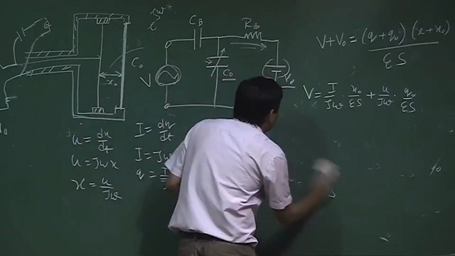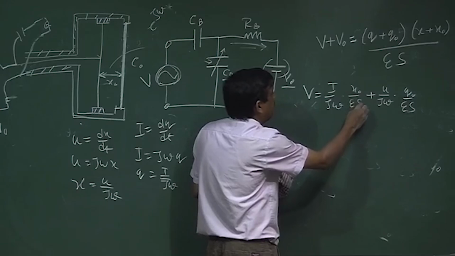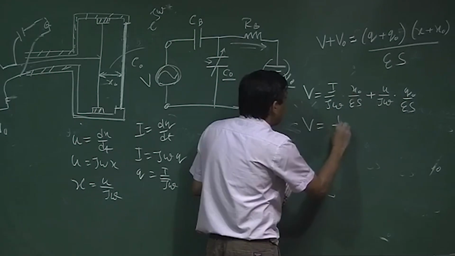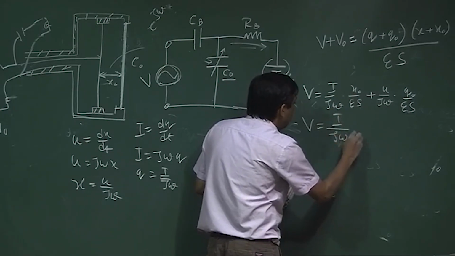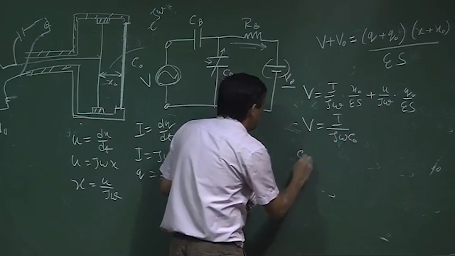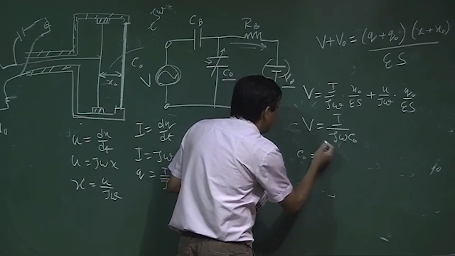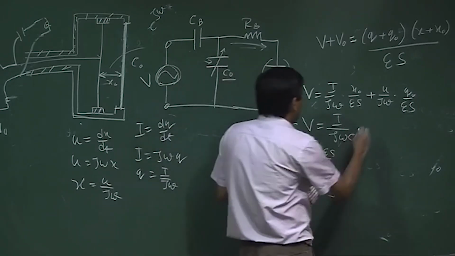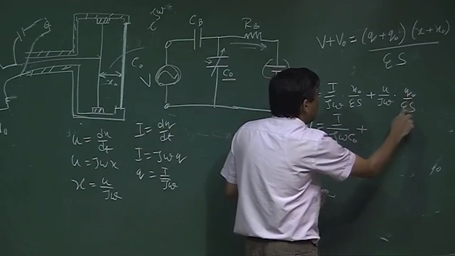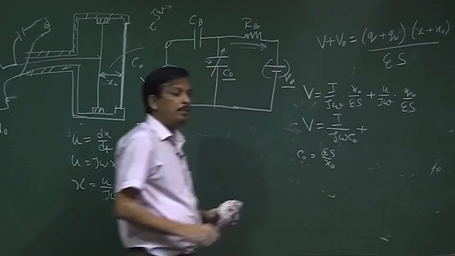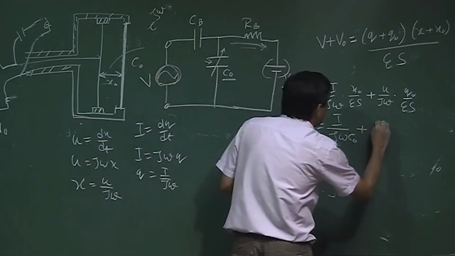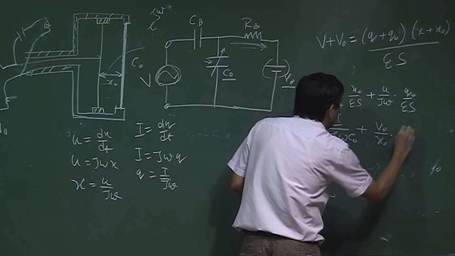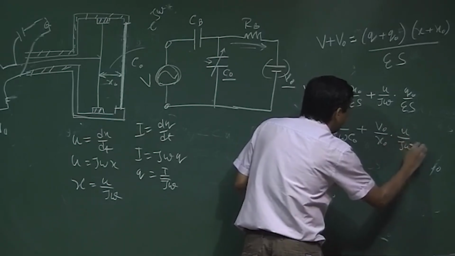Now, what is x0 by epsilon S? It is nothing but 1 by c0. So, I can write V is nothing but I by j omega c0, where c0 is equal to epsilon S by x0, plus q0 by epsilon S, which is nothing but v0 by x0, into u by j omega.